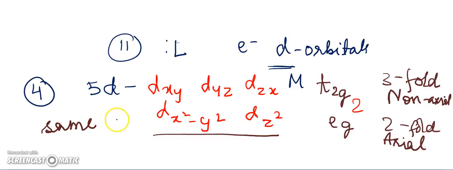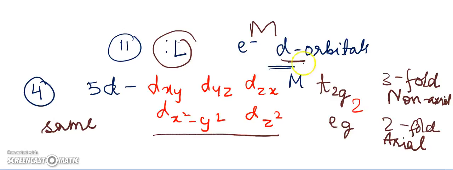You understood the meaning of degenerate? Degenerate means all these orbitals have the equal energy, the same energy. However, when the ligands approach the metal ion or atom, the electrons of the d orbitals of the central metal ion or atom are repelled by the lone pair of electrons of the ligands. So what happens? As a result of these interactions, the degeneracy of the d orbitals of the metal ion is lost depending on the orientation of ligands in space.